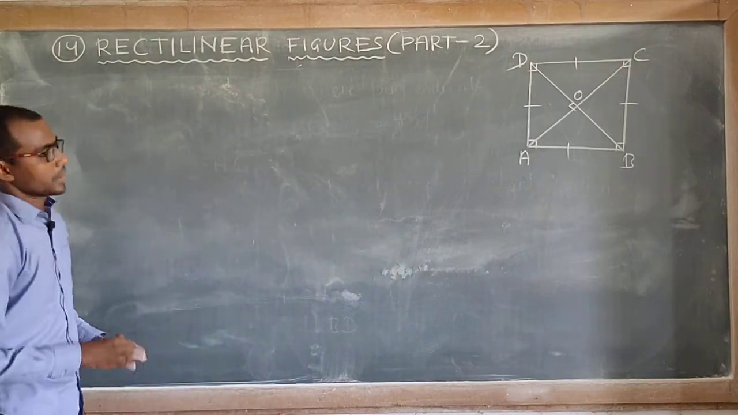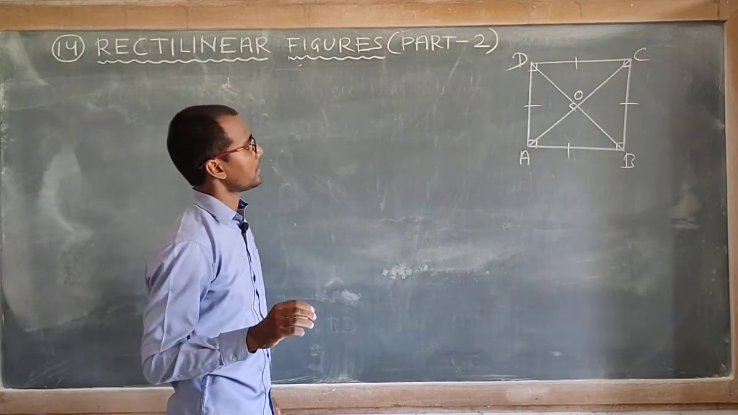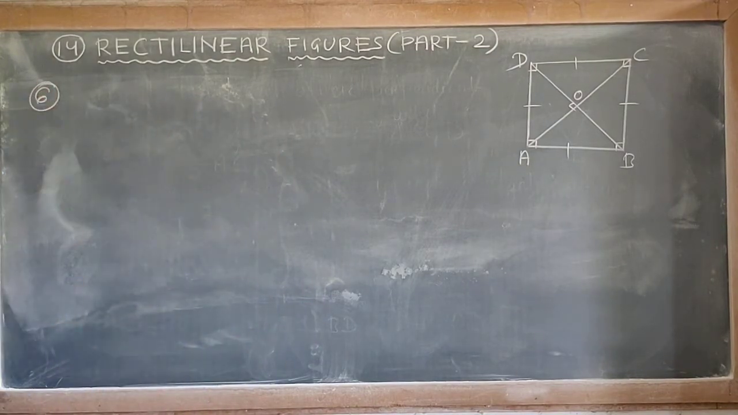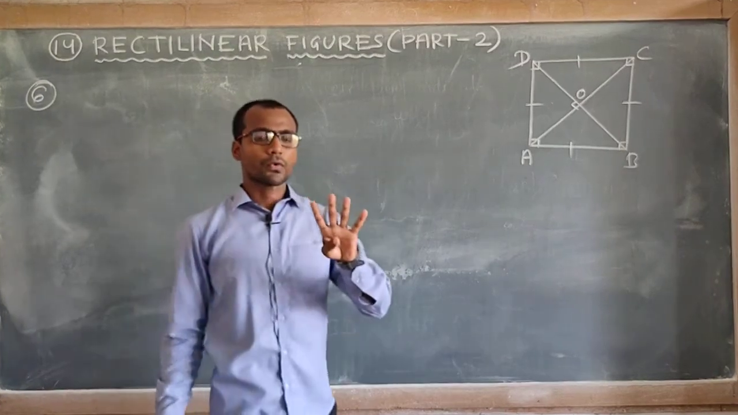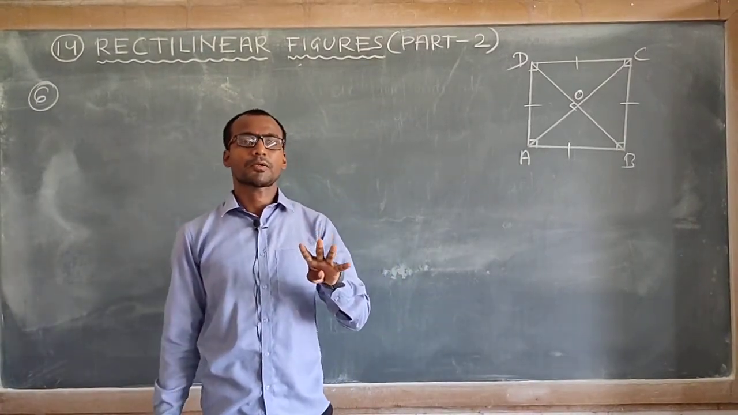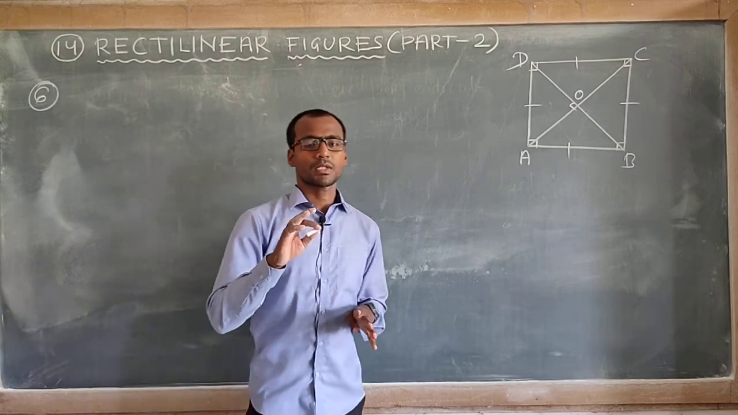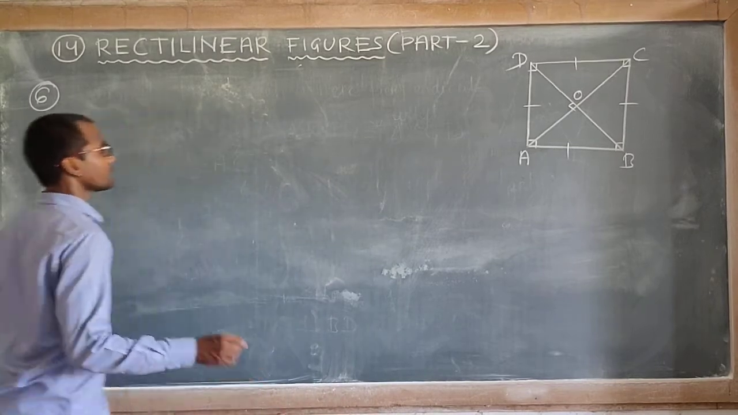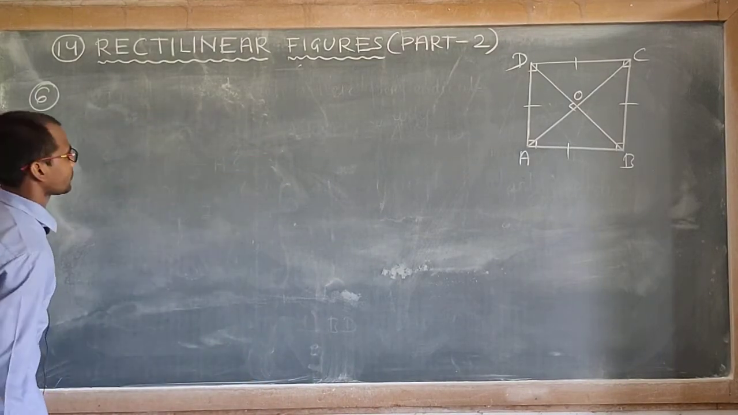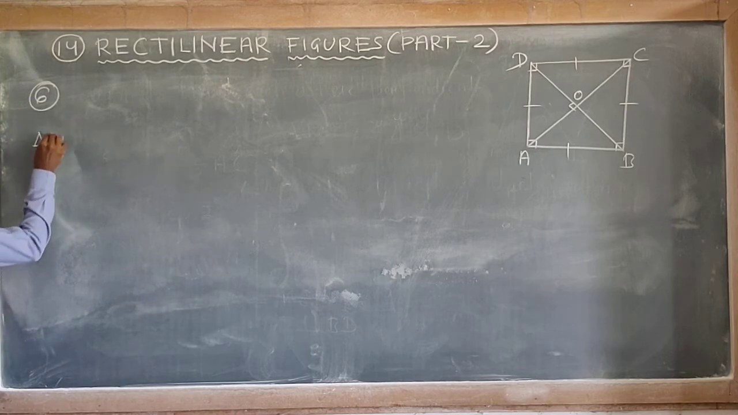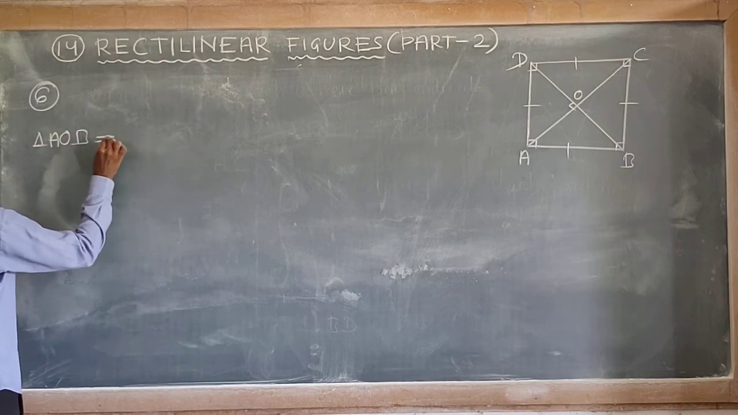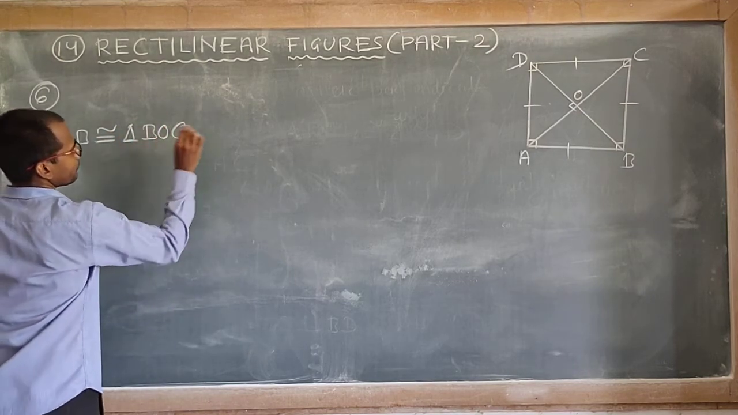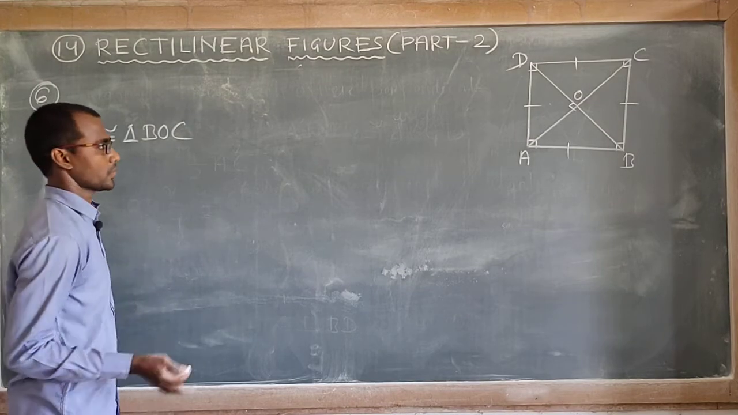Next, the last property of square is number 6. The diagonals will form 4 congruent triangles. Just like in case of a rhombus, the diagonals of a rhombus form 4 congruent triangles. Here also the same. The diagonals will form 4 congruent triangles, means triangle AOB is congruent to triangle BOC or COB, both are same.